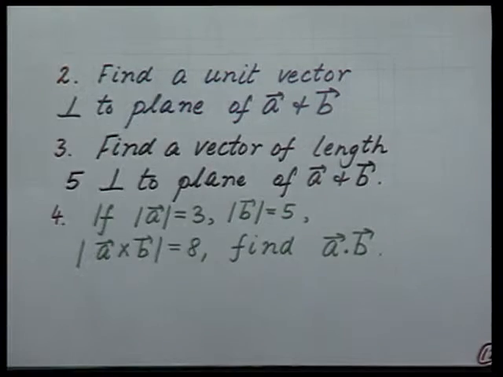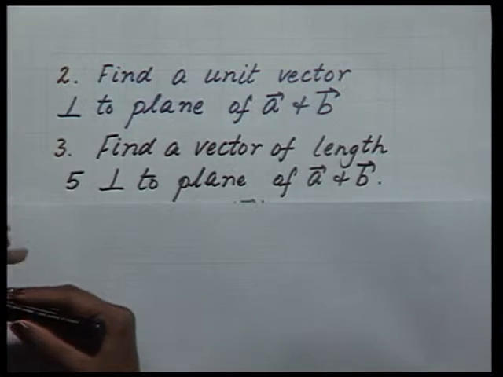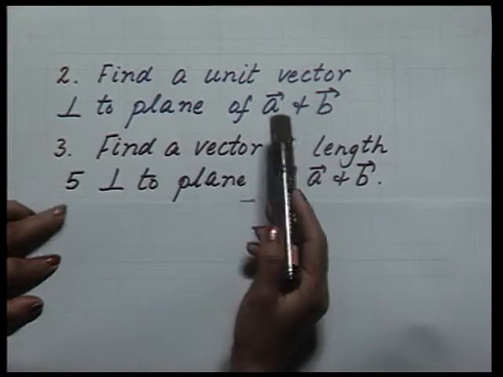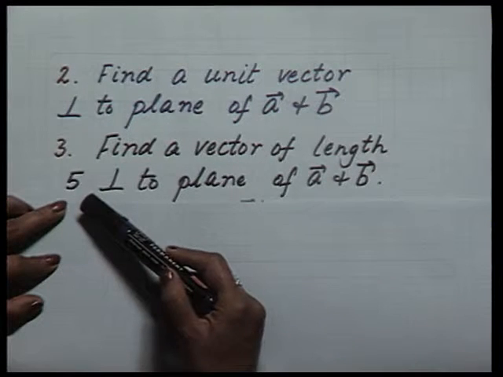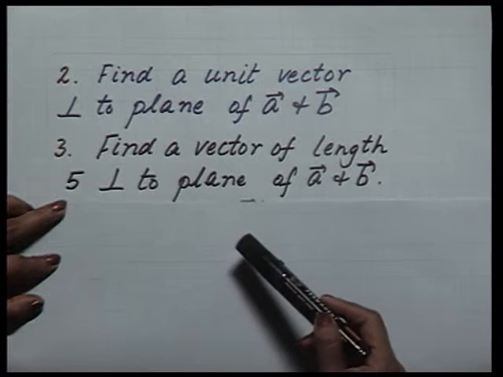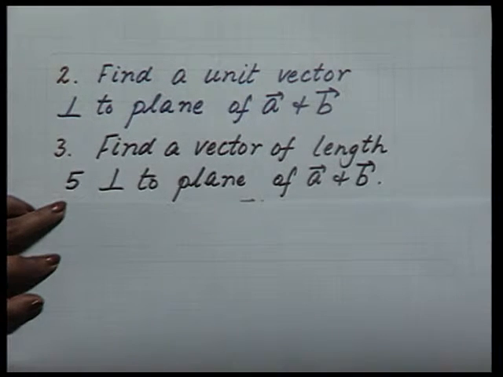Our second problem is similar to the first. Find a vector of length 5 perpendicular to the plane of A and B. All we need to do is to multiply the answer in 2 by 5. So, this vector will be 5 times A cross B divided by modulus of A cross B.